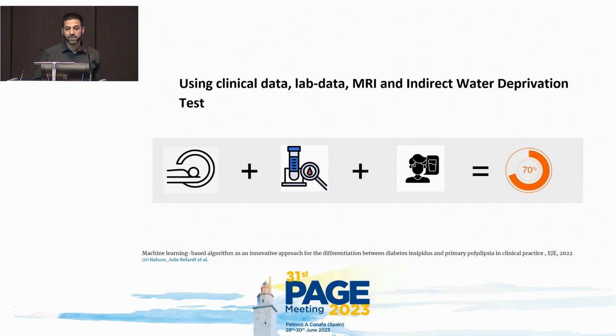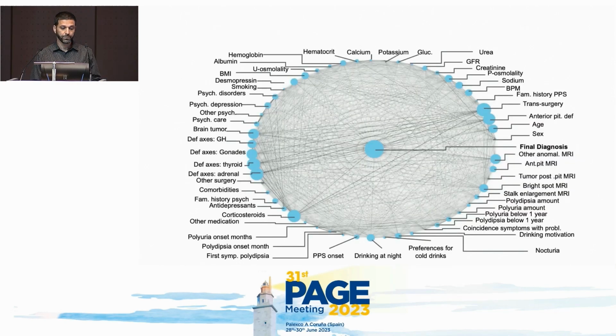The problem is that using clinical data, lab data, MRI, and the indirect water deprivation test, which is a very, very unpleasant test, the medical doctors are not getting a lot of accuracy in the diagnosis. Using all those, we get only 70% accuracy. Just to be fair, flipping a coin will give us already 50. So this is not a lot. We need to do something about it.